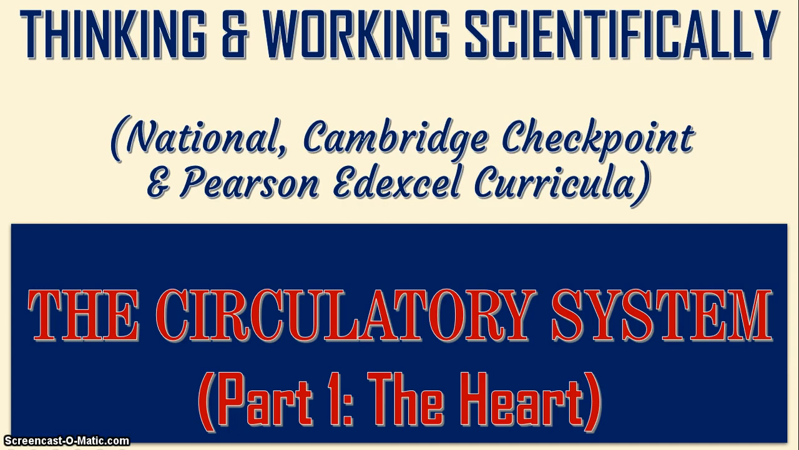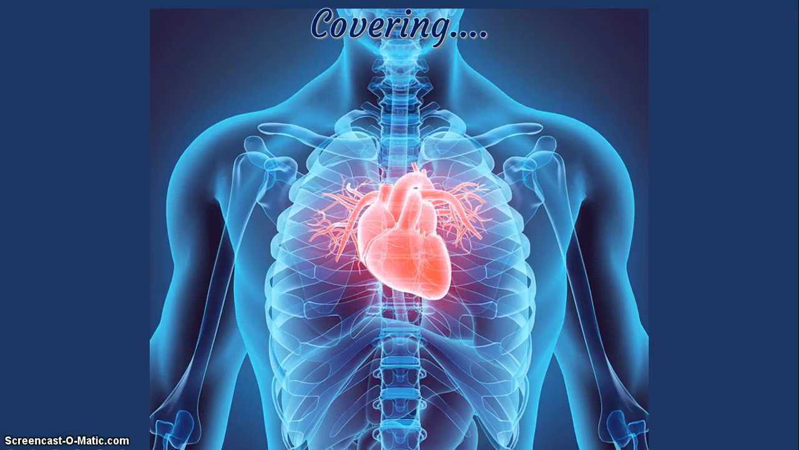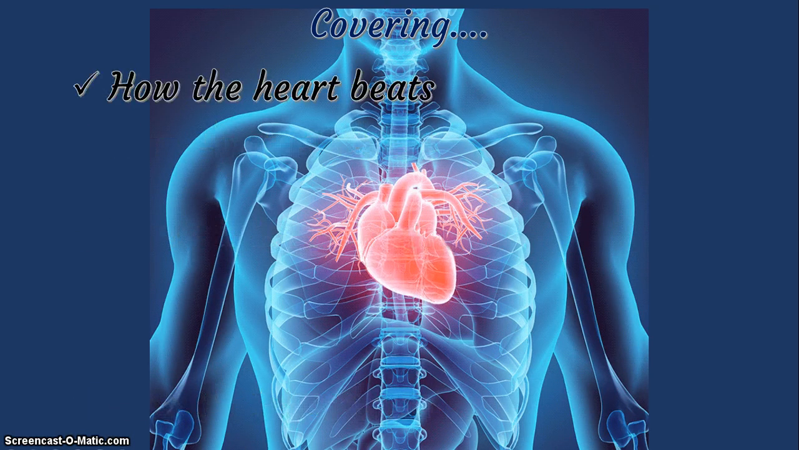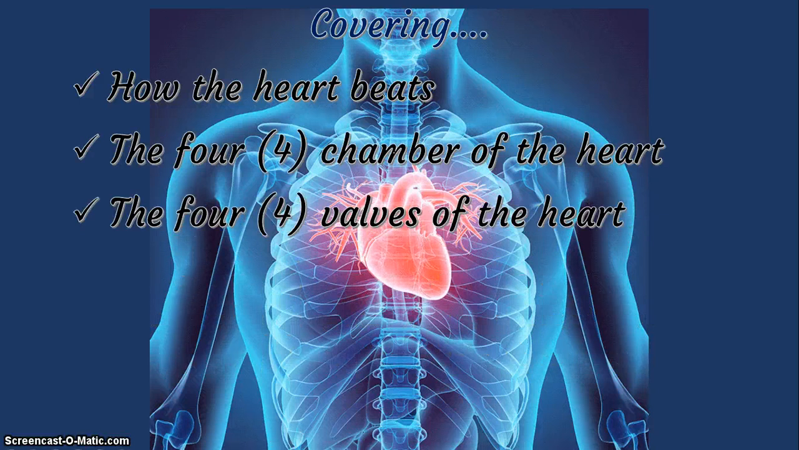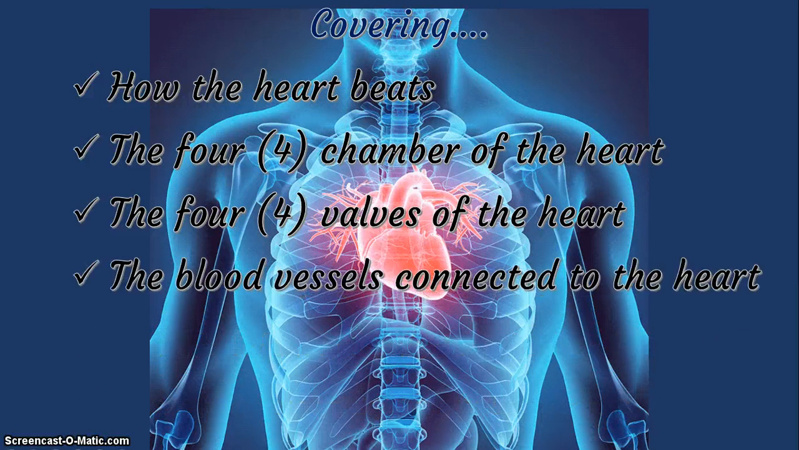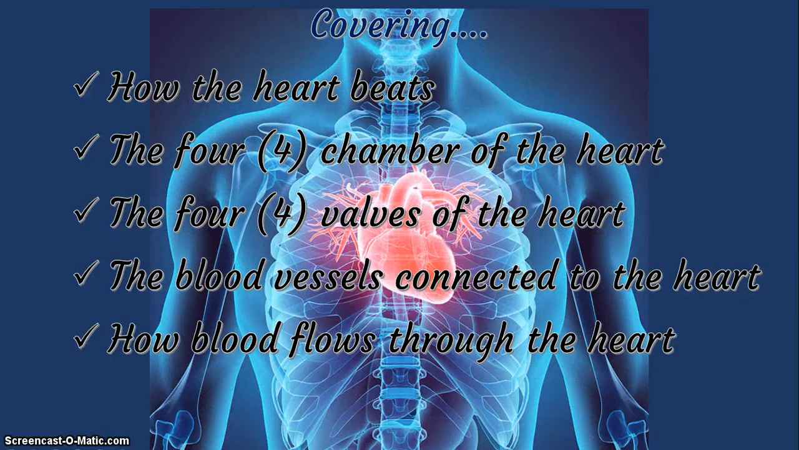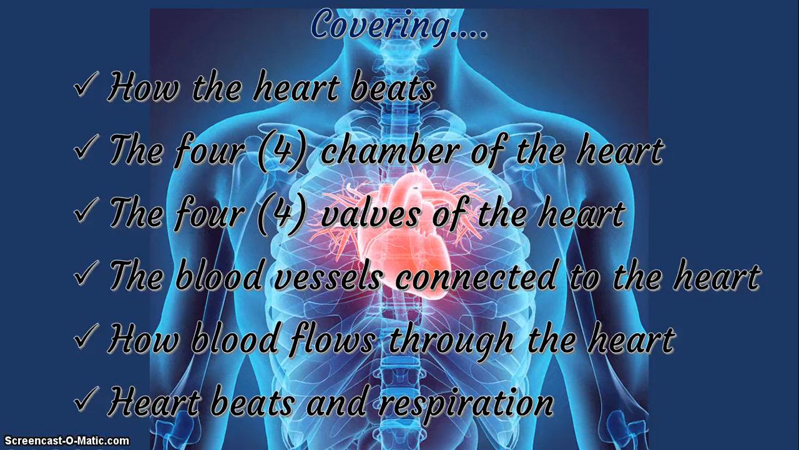Today, we are looking at the circulatory system, Part 1, the heart. So what are we to cover in this series? Simple. Number 1, we shall be looking at how the heart beats. Number 2, the 4 chambers of the heart. Number 3, the 4 valves of the heart. Number 4, the blood vessels connected to the heart. Number 5, how blood flows through the heart. And we shall look at a correlation between heartbeats and respiration, which is very important.